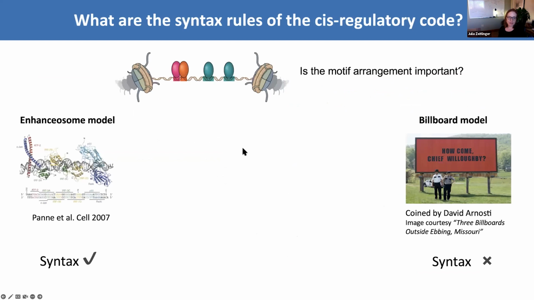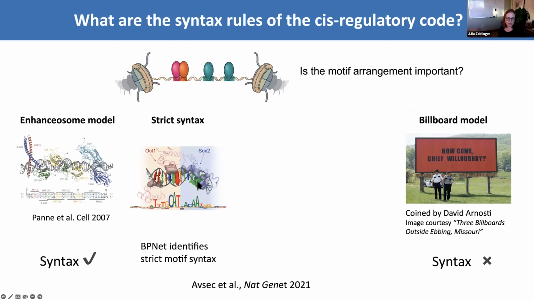Okay, so what do we see? The question was, do we see rules of syntax? There was the idea that it should be very strict syntax, or the idea that maybe there's none at all. And of course, people had already proposed that it's something in between, so we're not new to that. But what we can show is very precisely what the rules are. So first of all, there are these strict motifs. 2 motifs that we already knew, like OCT4 and SOX2, that when together form these complexes. And these strict, composite motifs are very nicely identified by BPNet.